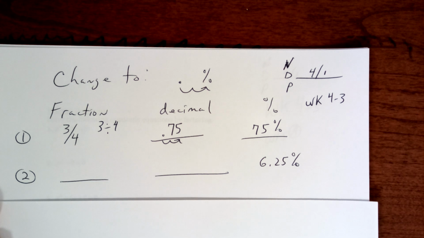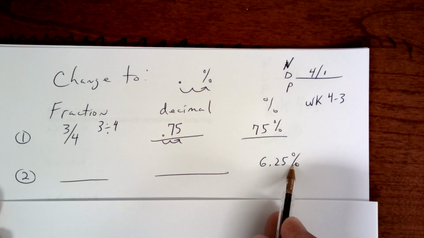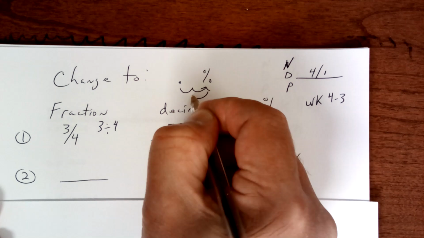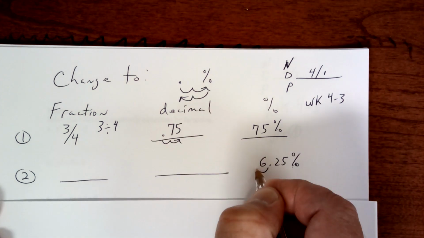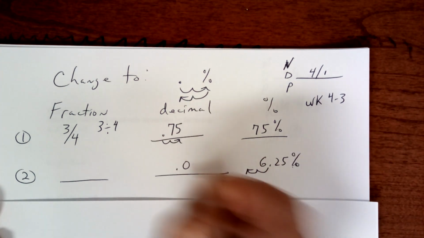On this next one, you're going to go the other way. It's a percent. I know I see a decimal, but it's a percent, so you're going to go this way two places. So it's going to be 0.0625.